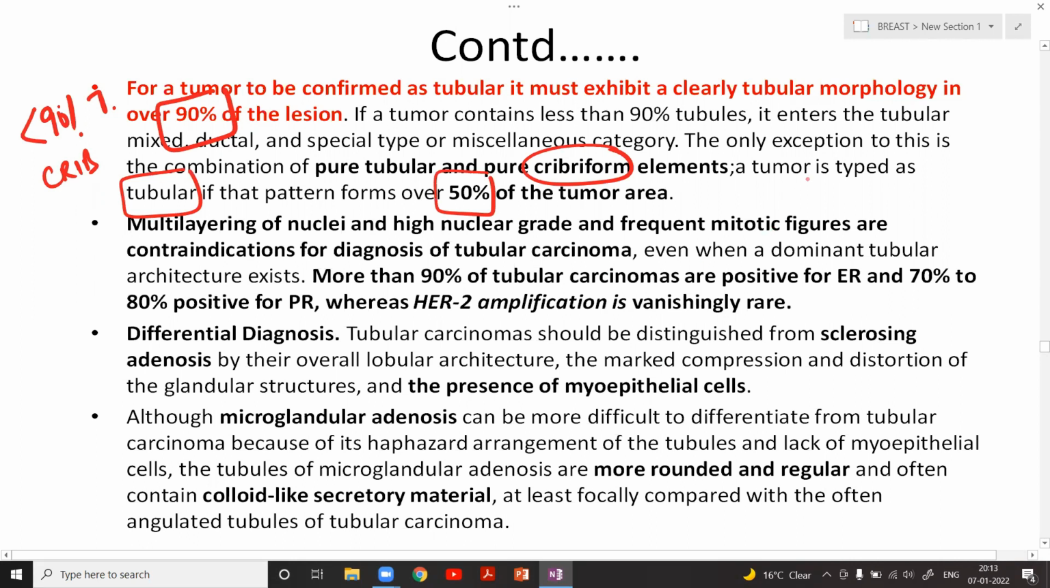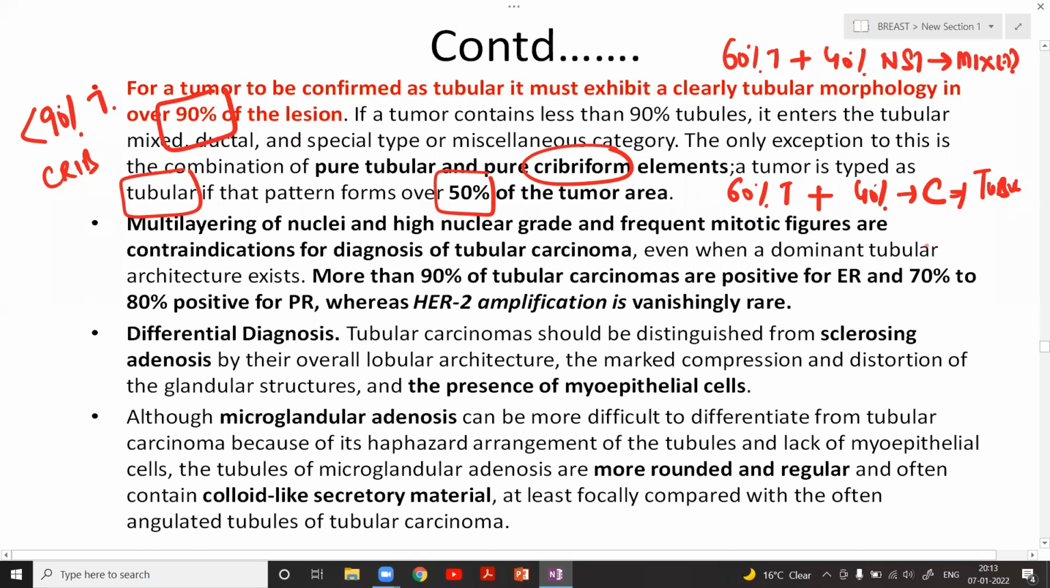So what do I mean over here? For example, if a tumor is containing 60% tubules, it is not 90%, plus the remaining 40% is of the cribriform variety, then also we are going to label it as the invasive tubular variety of carcinoma. Now, for example, another situation: if 60% is tubule, plus 40% is no special type, then what do you call this tumor? It will be called a mixed variety.